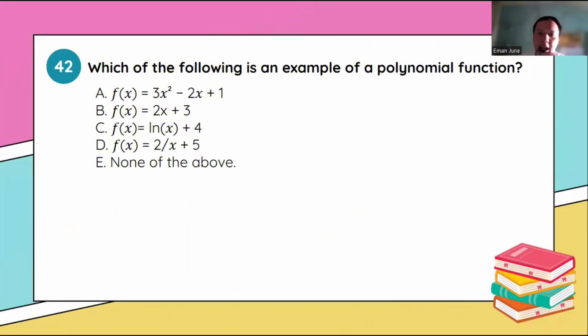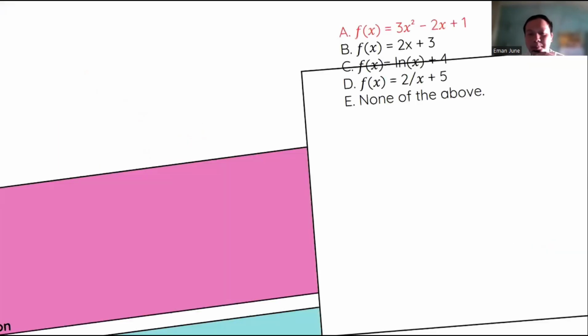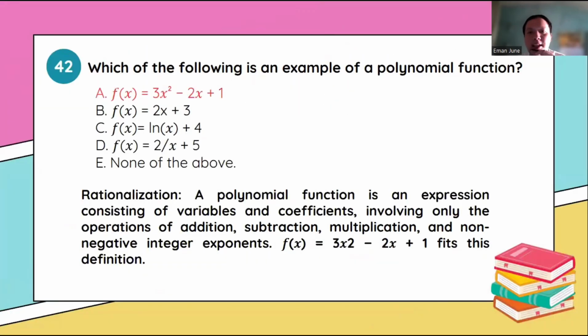A. f of x is equal to 3x squared minus 2x plus 1. Letter B, f of x equals 2x plus 3. Letter C, f of x equals ln of x plus 4. Or letter D, f of x equals 2 over x plus 5. Or letter E, none of the above. So the answer for number 42 is letter A, f of x is equal to 3x squared minus 2x plus 1.